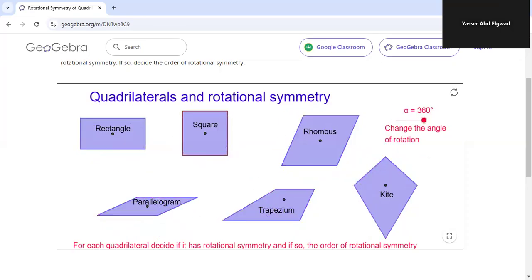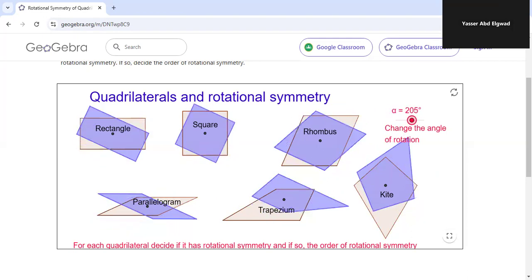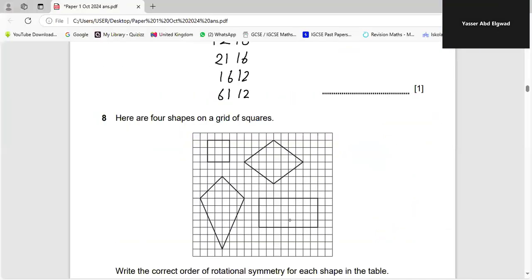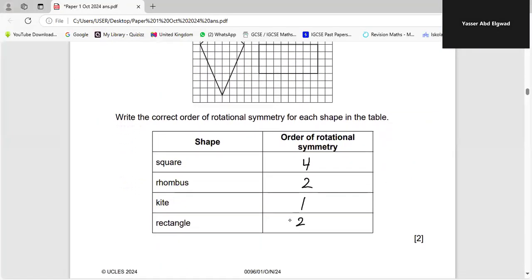Here we have a parallelogram. If you look at how many times it has rotational symmetry, we start from here and can count how many times for a parallelogram. Then the question asks about the rhombus. For the rhombus, we have 2 only. Now we complete it like this: square is 4, rhombus is 2, kite is 1, and rectangle is 2.